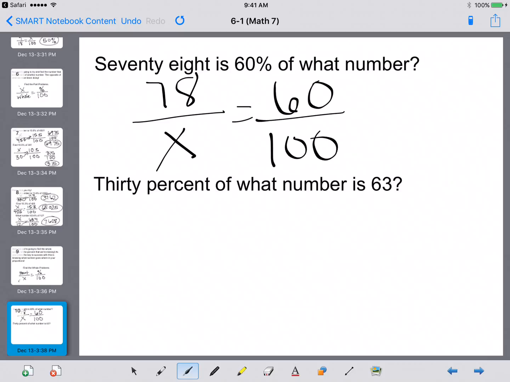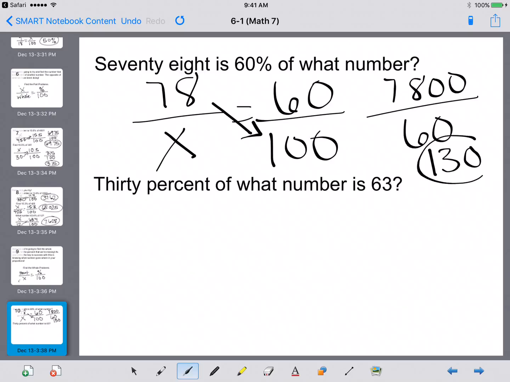Once again, cross multiply. 78 times 100 is 7,800. We're going to divide that by 60, and we get 130. So our whole here is 130.